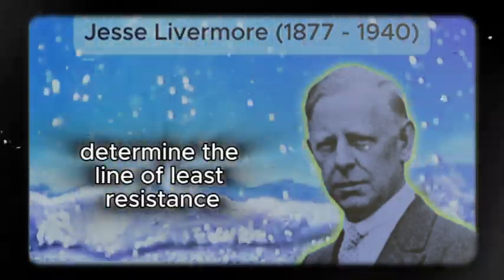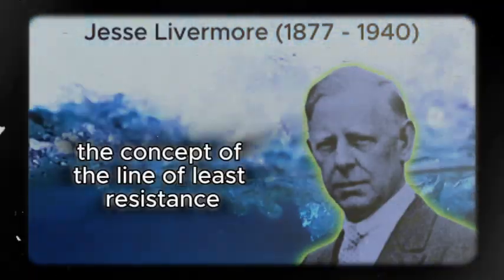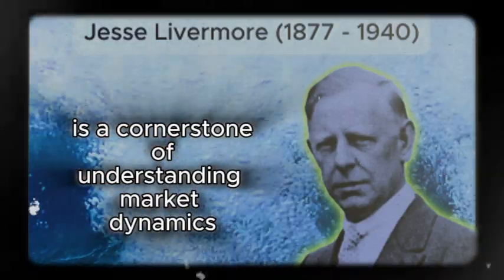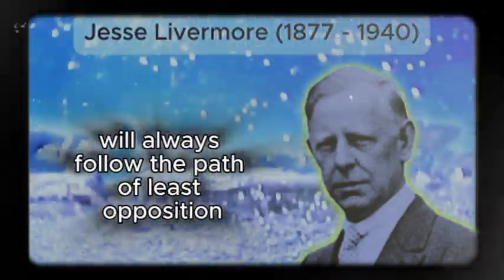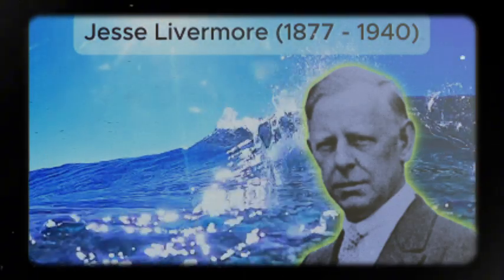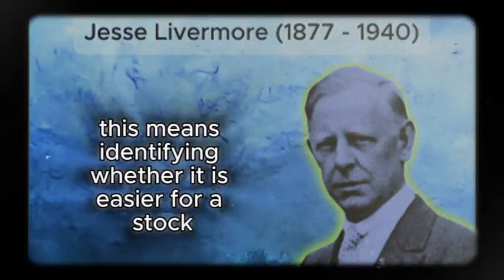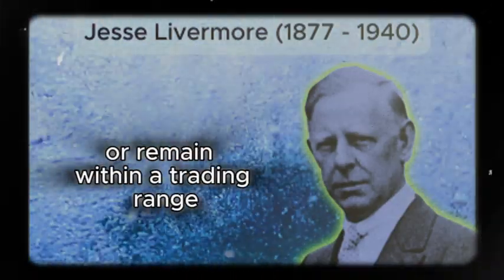2. Determine the line of least resistance. The concept of the line of least resistance is a cornerstone of understanding market dynamics, asserting that prices, like water, will always follow the path of least opposition. For a trader, this means identifying whether it is easier for a stock or commodity to move up, down, or remain within a trading range.